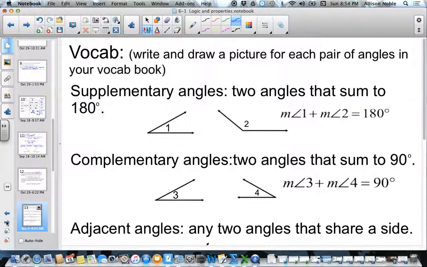It says write and draw a picture for each pair of angles in your vocab book. Well, you don't have a vocab book, at least not yet, so just maybe star these pages. You need to know these definitions. We will be having a quiz on them next time.